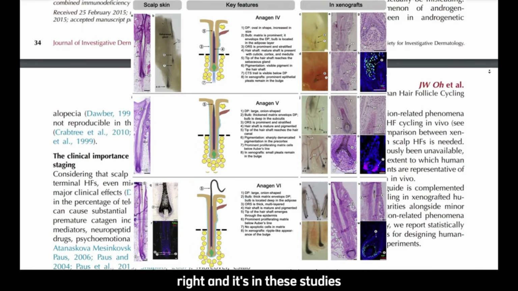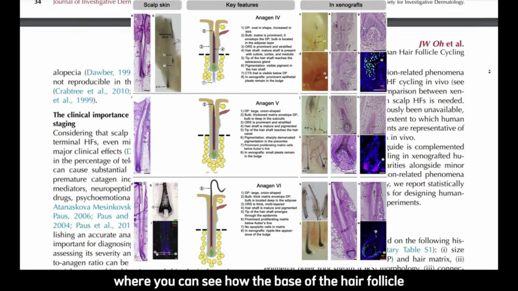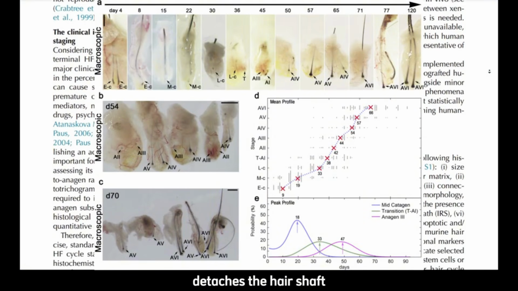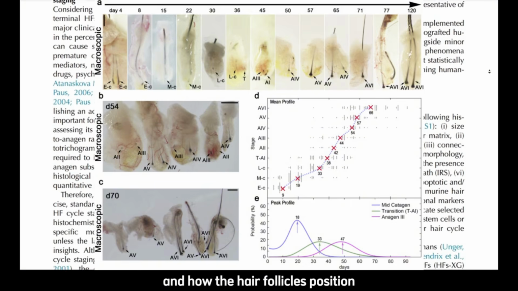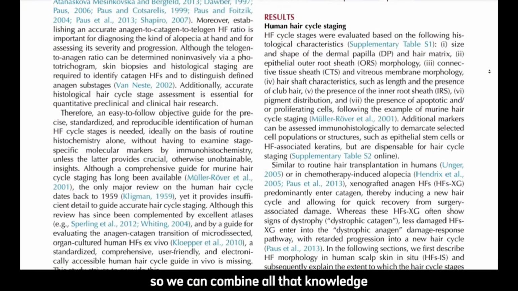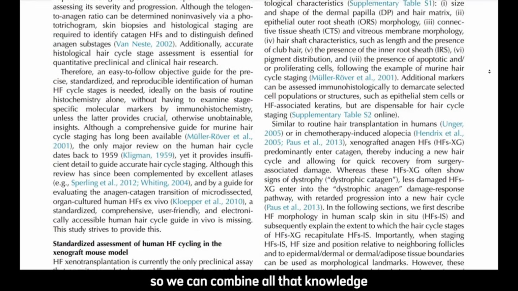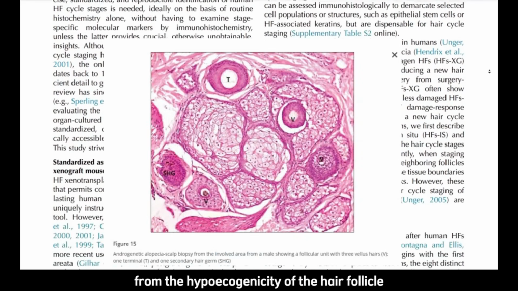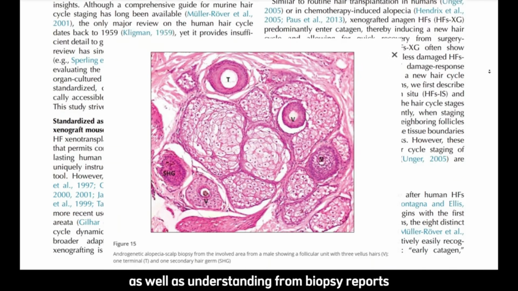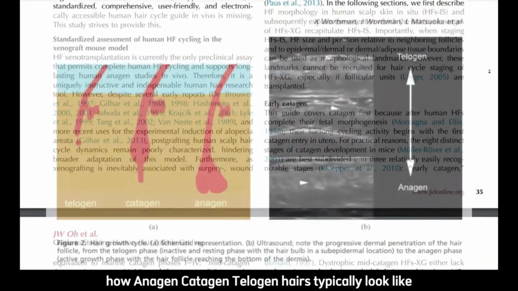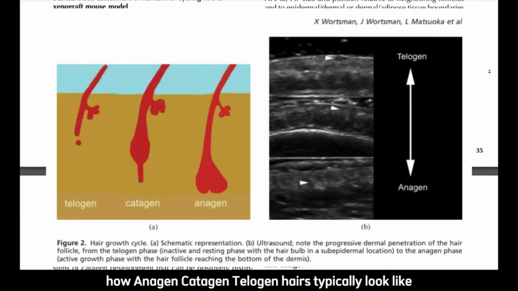And it's in these studies where you can see how the base of the hair follicle, known as the dermal papilla, detaches the hair shaft and how the hair follicle's position changes within the skin layers throughout the different phases of the hair growth cycle. So we can combine all that knowledge and kind of make sense from the hypoechogenicity of the hair follicle, as well as understanding from biopsy reports how anagen, catagen, telogen hairs typically look like.